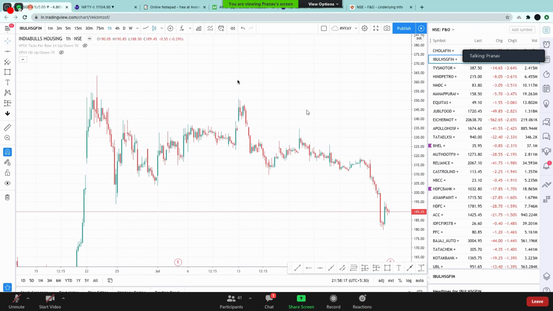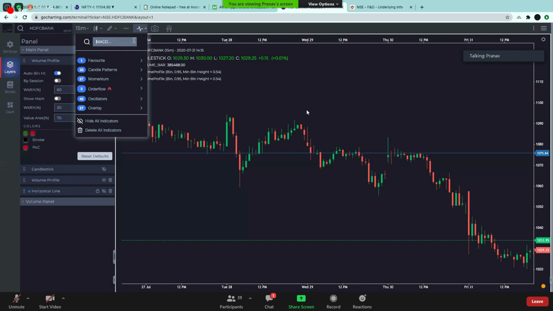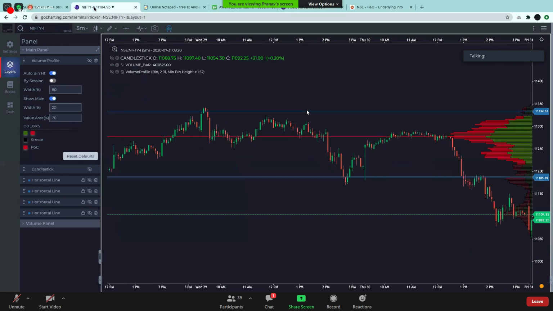Can I please review Go Charting? Just Google Go Charting and you'll get this. You search for the chart and it will load, and you just come here. This is the third time that I'm showing it. I'm really surprised that people don't make notes. You come here, go on order flow, click on volume profile.